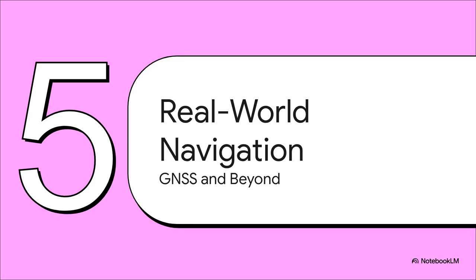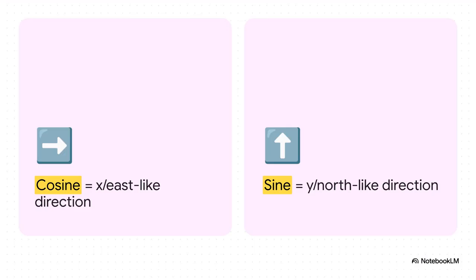Section 5. Navigating the real world, GNSS and beyond. And this brilliantly illustrates why this matters right now in your everyday life. In Global Navigation Satellite Systems, or GNSS, basically the GPS on your phone, this exact logic is quietly running in the background. When you need to know exactly where you're going, your navigation system treats cosine as the indicator of how much you are moving in the x-axis, the east-like direction. Meanwhile, sine is constantly calculating exactly how much you're moving in the y-axis, the north-like direction. Together, these two incredibly simple projection tools combine to perfectly map out your precise heading on the globe.